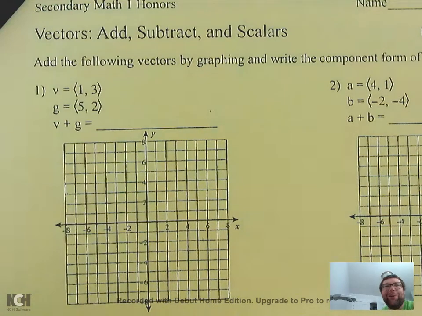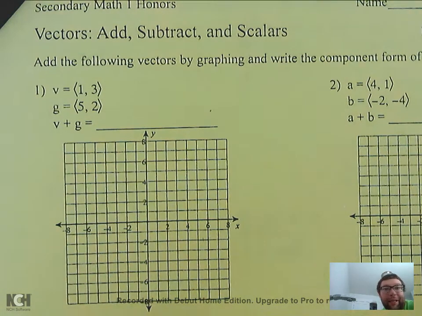Okay, so today we're going to be talking about vector operations. These are actually pretty simple, but pay attention. It's easy to make mistakes with simple things still, right? So we're going to start off by talking about adding and subtracting vectors.